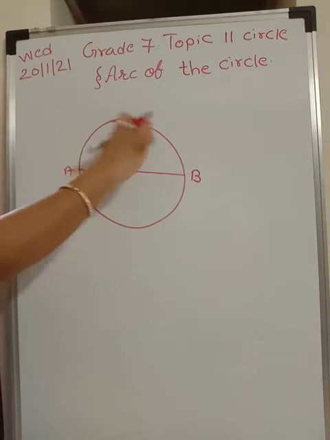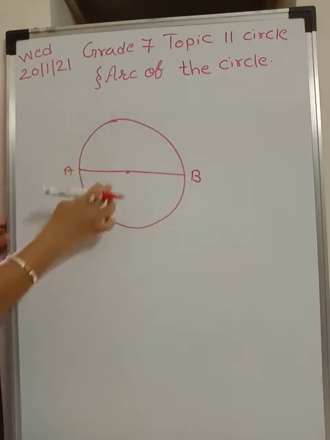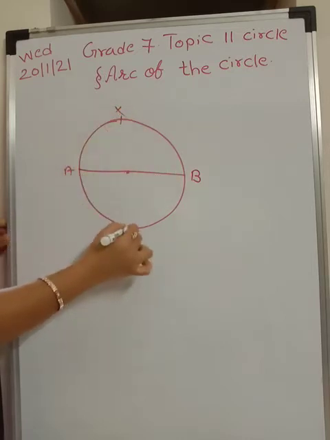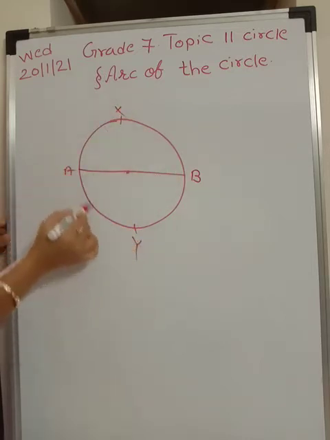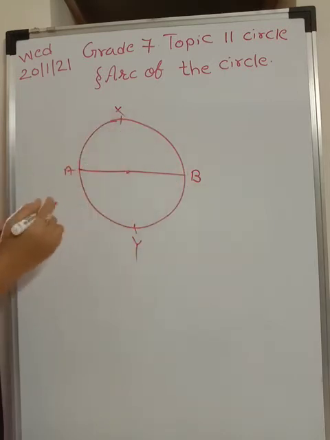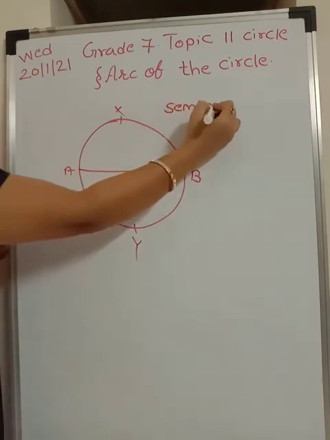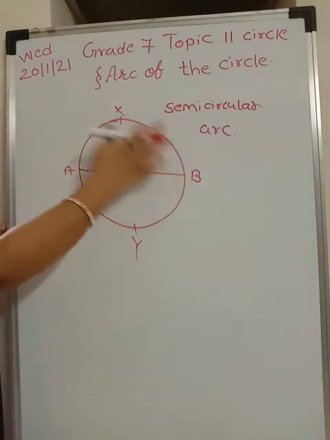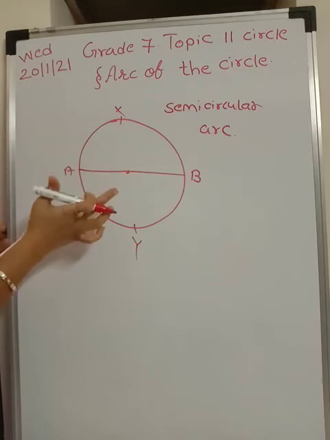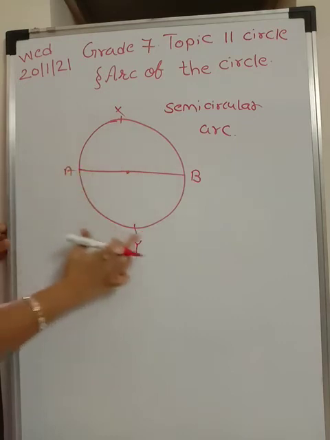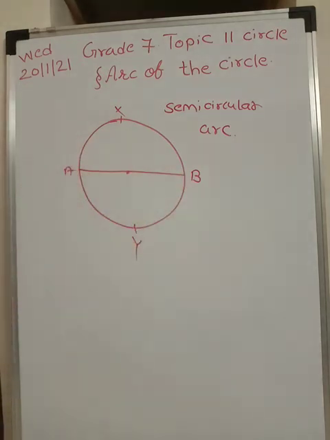I have not drawn this with the help of a compass, so it might not look exact, but if you draw a diameter, then you get 2 parts of a circle which are exactly the same. So one arc is AXB, another arc is AYB. In this case, arc AYB will be exactly the same as arc AXB, and these 2 are now called semicircular arcs. Semicircle means half circle, like our protractor. Semi means half. So this is one semicircular arc, and this is another semicircular arc.